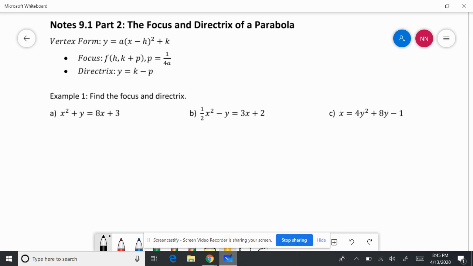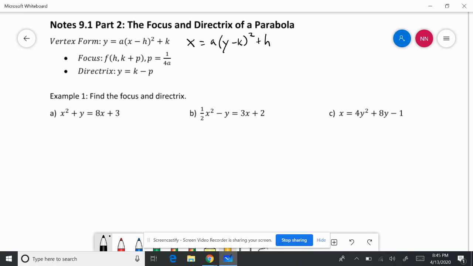What we're going to do today is focus on the focus and directrix of a parabola. We're also going to be graphing parabolas. Now we have our general vertex form, y equals a(x minus h) squared plus k. We're also going to be working with x equals a(y minus k) squared plus h.